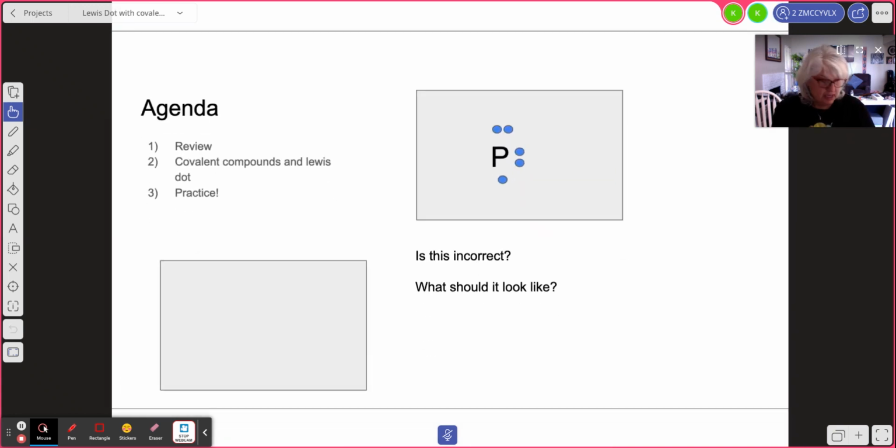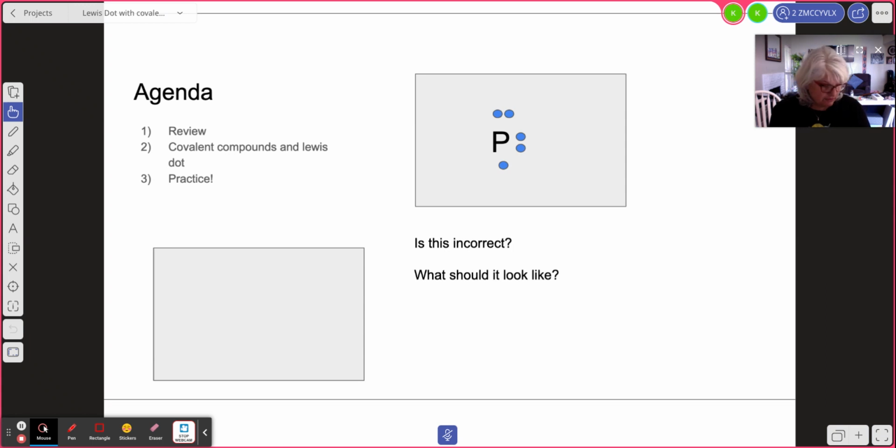Let's start here. If you remember, we talked first about what a Lewis dot structure is. A Lewis dot structure basically takes the most important part of the element, which is the valence electrons, and shows how many there are, because this determines bonding. So let's look at phosphorus right here. It has 5 valence electrons.